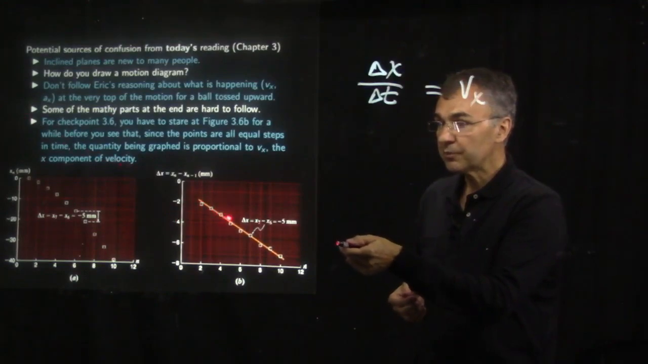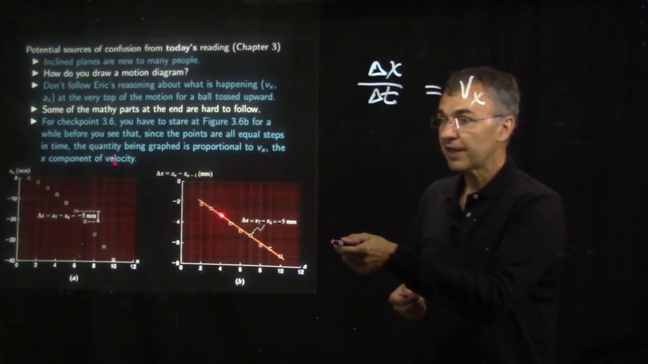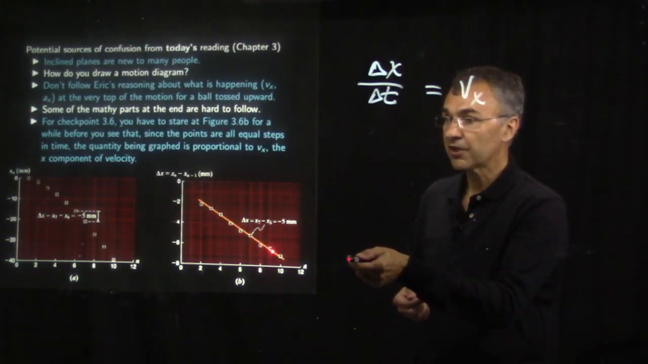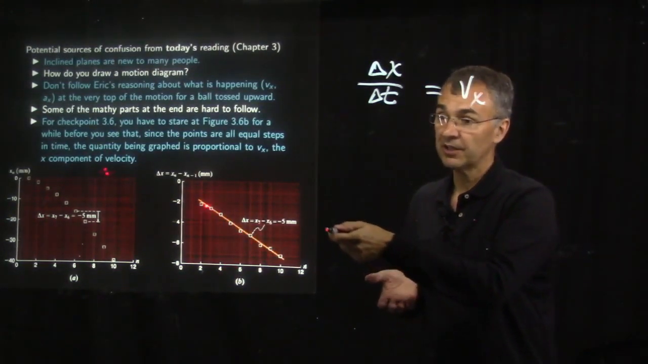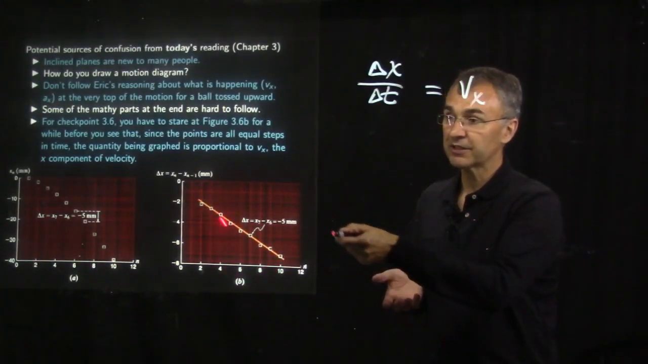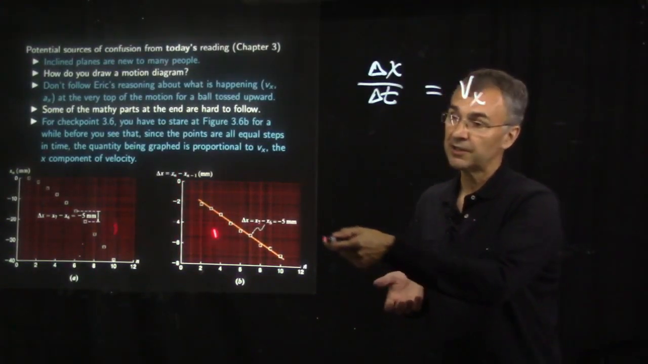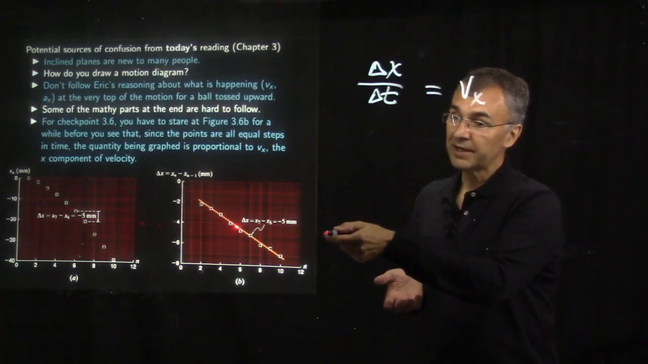So really what's being graphed here is the x component of velocity versus time, or at least something proportional to the x component of velocity versus time. Because you'd have to figure out what the time interval is in order to get the x-axis labeled correctly. But you're wondering, why is this a straight line?